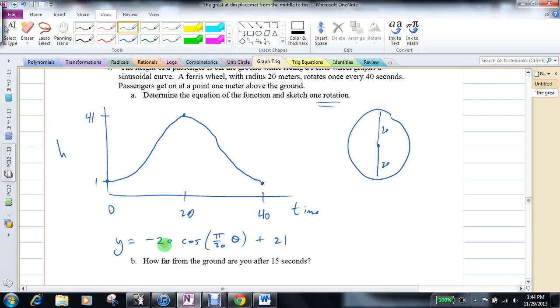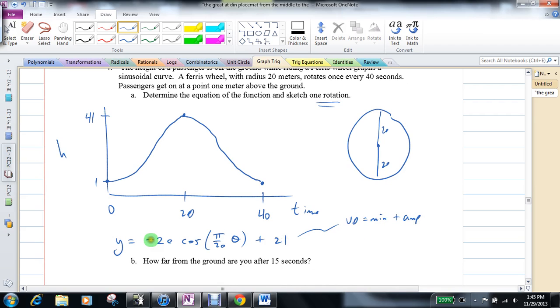20 is based on my amplitude, my max minus my min divided by 2. Pi over 20 is based on my period. Remember, b equals 2 pi over the period. My period was 40. 2 pi over 40 is pi over 20. My 21 is the middle of the graph. A number of people probably got this wrong. 21 is not the 1. It's not the 41. It's halfway in between. 21 is also based on the vertical displacement is equal to the min plus the amplitude. 1 plus 20 is 21.